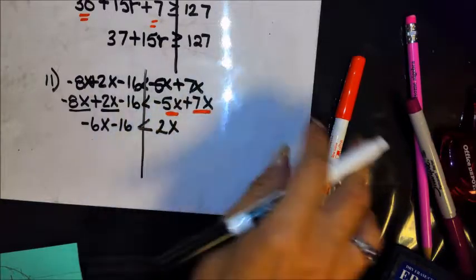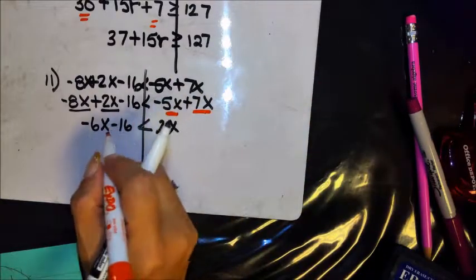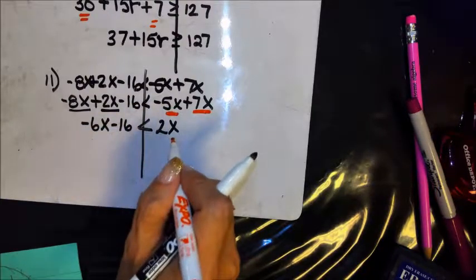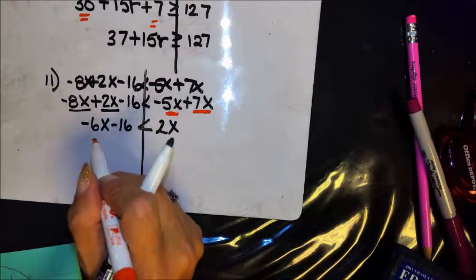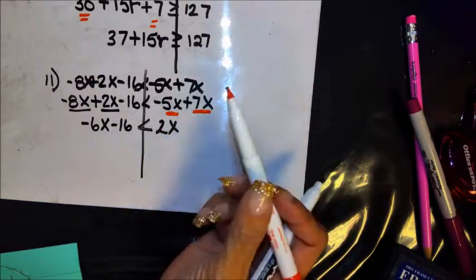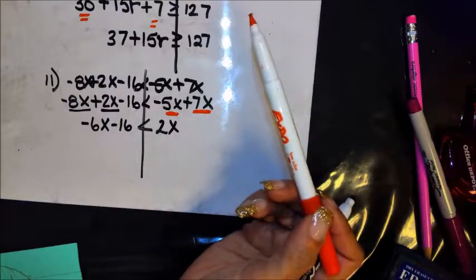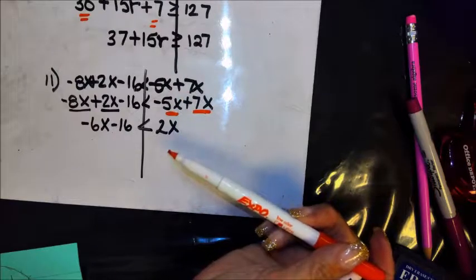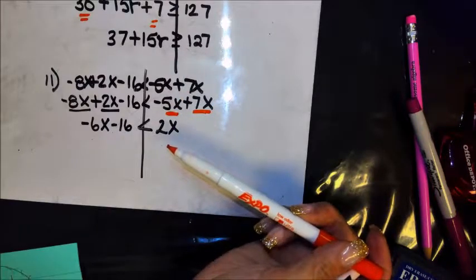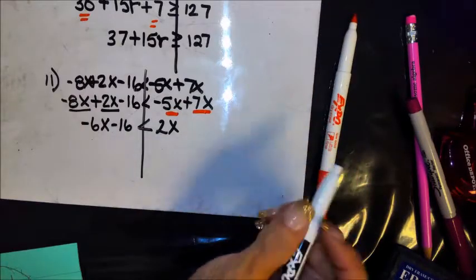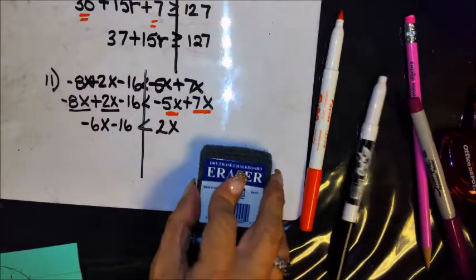I need to take this and solve for x. So since there's an x on this side, I'm going to move this x over here. So I would add 6x to both sides. When you do that, you're going to end up with negative 16 less than 8x. You want to get that x alone, so you're going to divide both sides by 8. And I will let you work that one. All right. Rewind it if you need to.